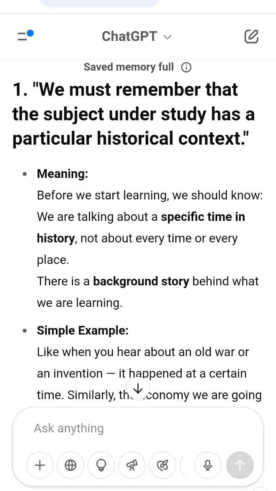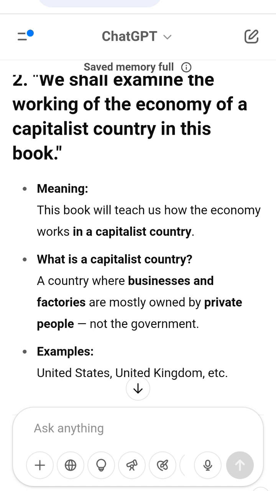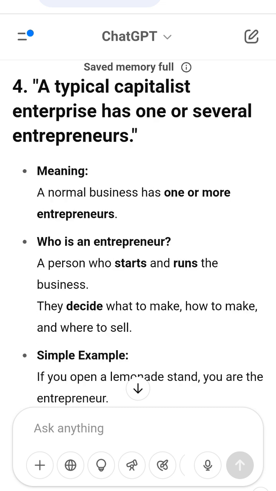Detailed, simple summary. The chapter is about how the economy works in a capitalist country. A capitalist country is a place where most businesses are owned by private people, not by the government. In these countries, production, making goods and services, is mainly done by private businesses called capitalist enterprises. These enterprises are run by entrepreneurs.